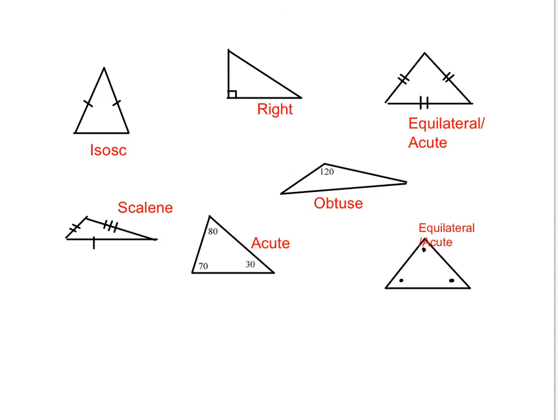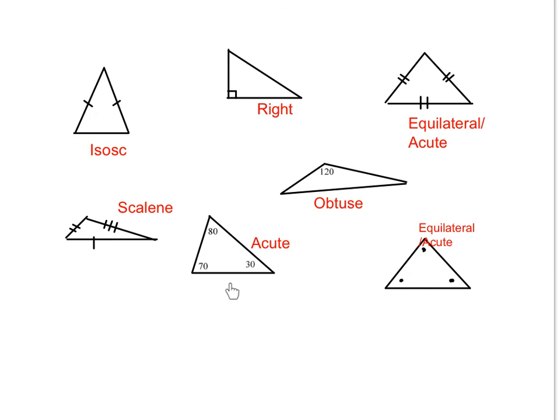Here are your answers. The first one is isosceles because we have two equal sides. This one right here is a right triangle because it has one right angle. This triangle right here has three equal sides, so therefore it is equilateral. And because we know that all three of those angles are equal, they all must equal 60. It is an acute triangle. This triangle has three unequal sides. It is scalene.